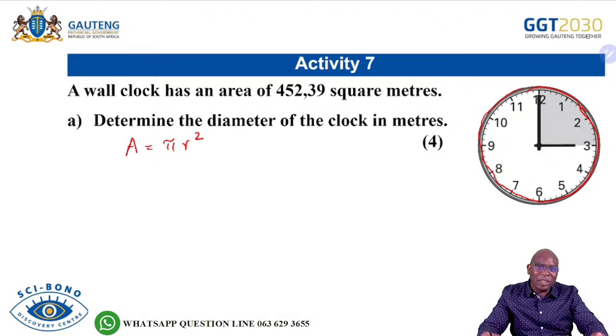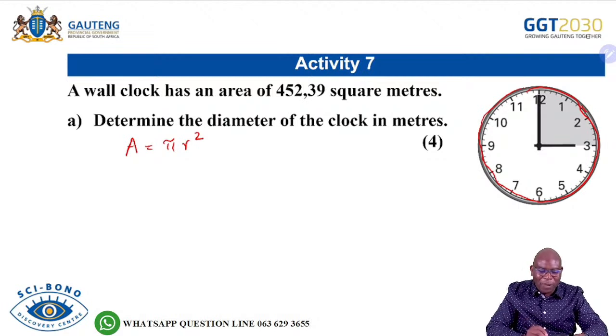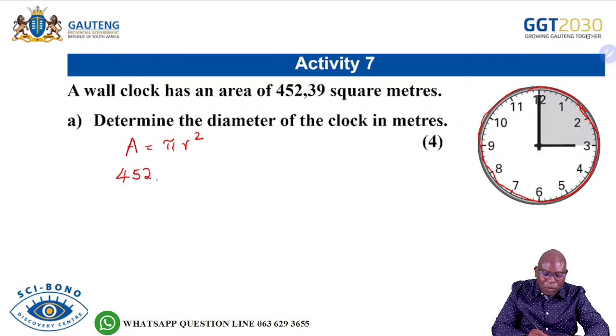What is the relationship between the r and the d, the radius and the diameter? The diameter is twice the radius, and the radius is half of the diameter. So if I know the radius, then I'll know the diameter. So what is my area there? My area is going to be 452.39 square meters. I've got pi, I've got r squared.